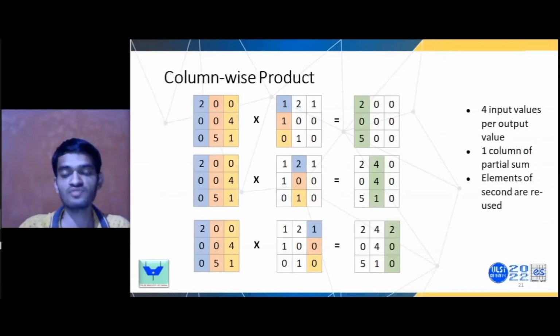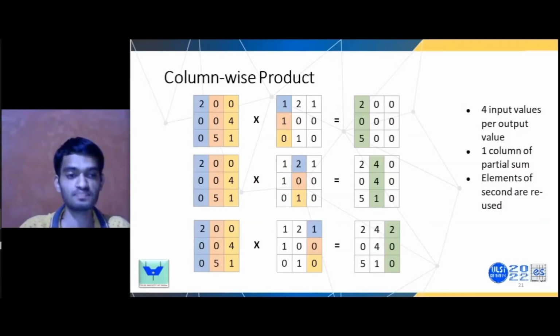And similar to that of the row-wise, in the column-wise product, the columns of the matrix B are traversed element-wise, and each element has its own corresponding column of the matrix A with which it gets multiplied in order to get the partial products. The partial products are accumulated column-wise, and finally, we obtain the final output column of the output matrix. This is done for each column of the matrix B. And to get one output value, this algorithm takes 4 input values.